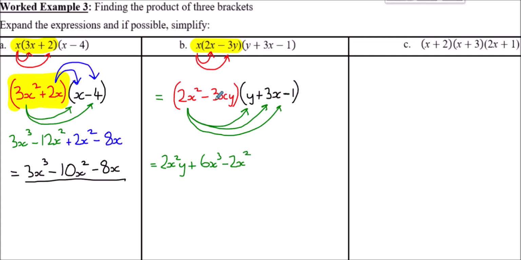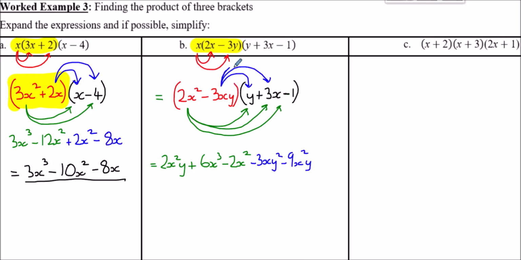Now multiply the minus 3xy by all the terms in here. So minus 3xy multiplied by y, that's going to be minus 3xy squared. Then multiply it by the 3x. Minus 3 multiplied by 3 is going to be minus 9. x times x gives us x squared. And then the y.